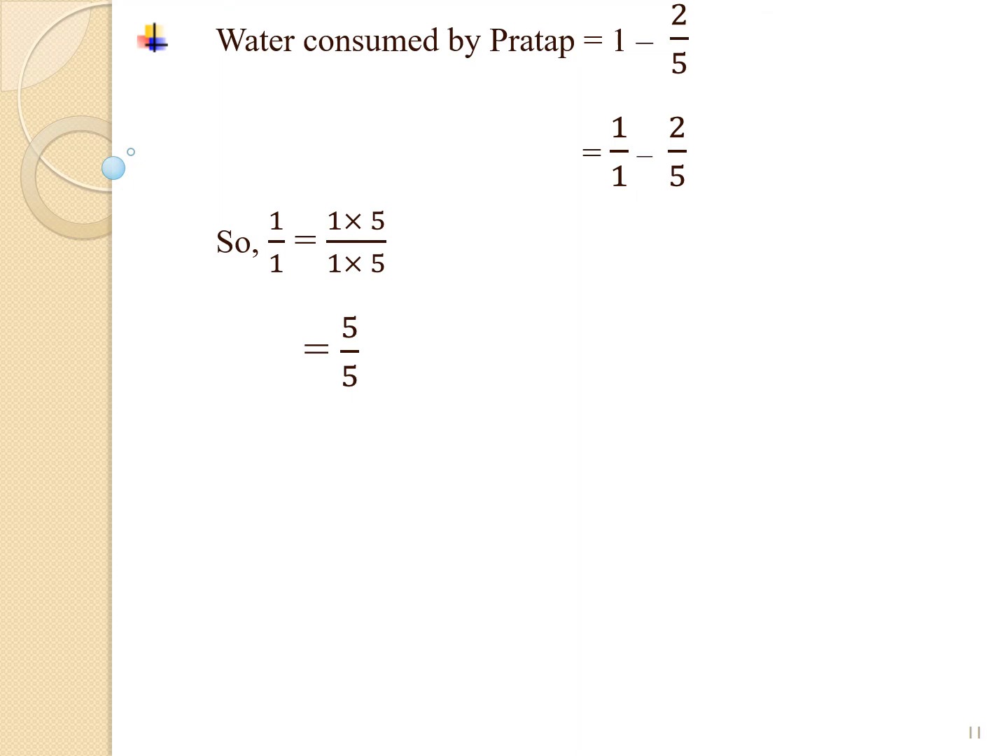Now, subtracting the like fractions, we get 5 upon 5 minus 2 upon 5. Now, subtracting numerator 2 from numerator 5 and keeping the common denominator 5 as it is, we get 3 upon 5. Thus, water consumed by Pratap is 3/5 liters.